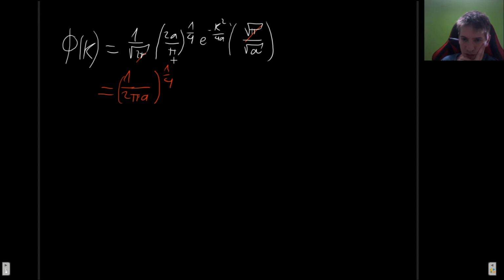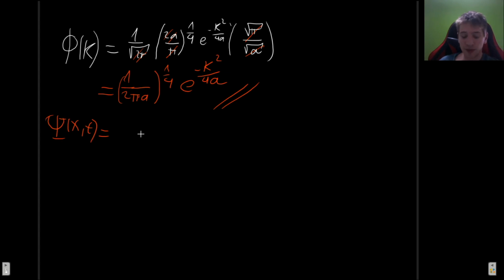Okay, what did we use? We use this pi, we use this a to this, and this. So all there is still to put is this exponent. Okay, so this is our phi of k. And this is going to be what we have to put into our expression for psi of x comma t.